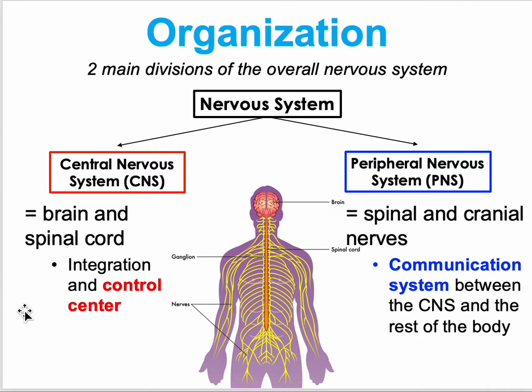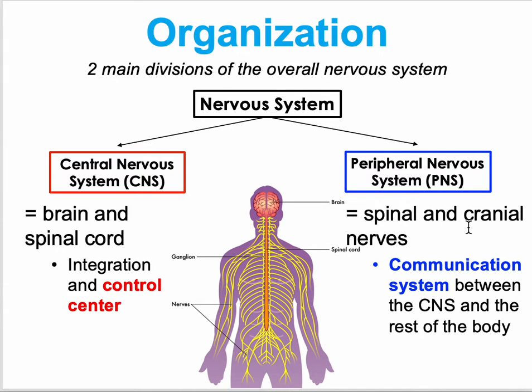So again, like I said, the 2 main divisions of the overall nervous system are the CNS and the PNS. The central nervous system is the brain and spinal cord, which makes sense because the central nervous system is responsible for integration, and it's basically the control center of our bodies.